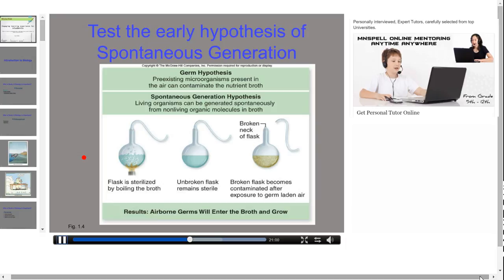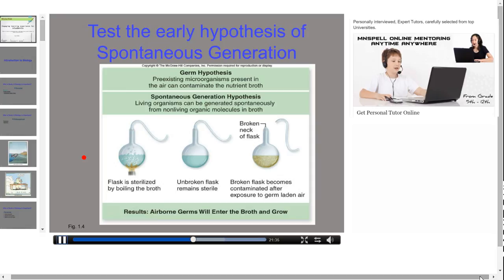We'll see an example of the early hypothesis of spontaneous generation. The germ hypothesis was that pre-existing microorganisms present in the air can contaminate the nutrient broth. The spontaneous generation hypothesis was that living organisms can be generated spontaneously from non-living organic molecules in the broth. So this was something similar to what we observed, that from a piece of meat, the flies arose. So that was initially confused with the fact that living things arise from non-living things.